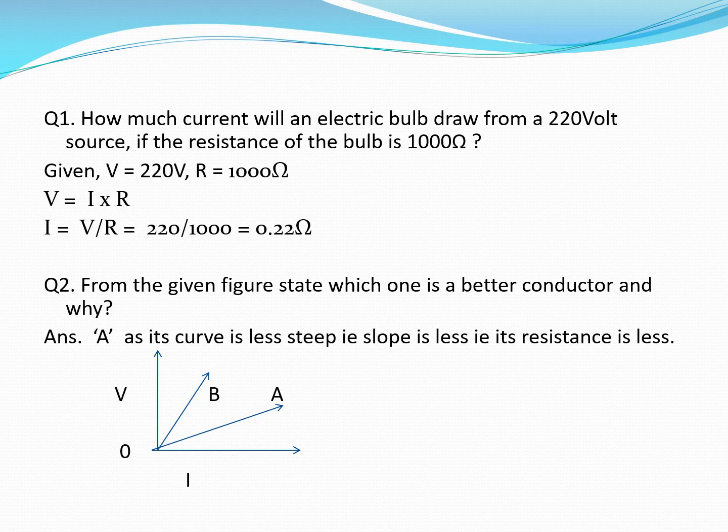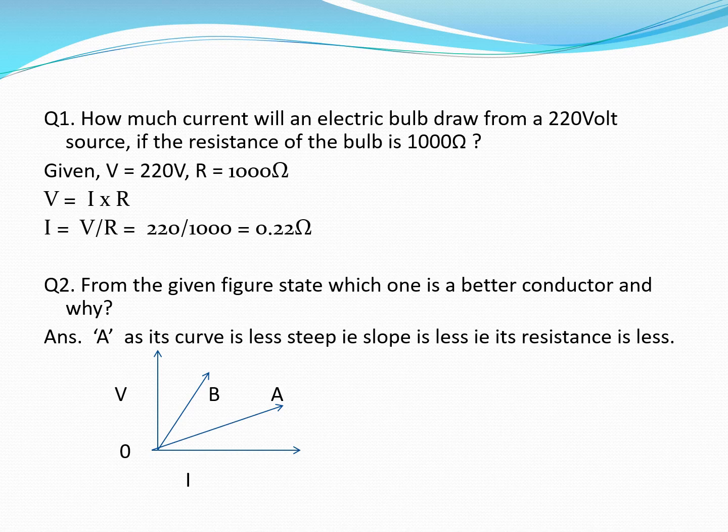Starting some simple numerical on Ohm's law. How much current will an electric bulb draw from a 220 volt source if the resistance of the bulb is 1000 ohm? See here, V is given 220 volt, R given 1000 ohm. So we know that V is equal to IR. So just substitute the value for I in terms of V and R. So we get I is equal to V by R. That means 220 by 1000, we get 0.22 ohm.